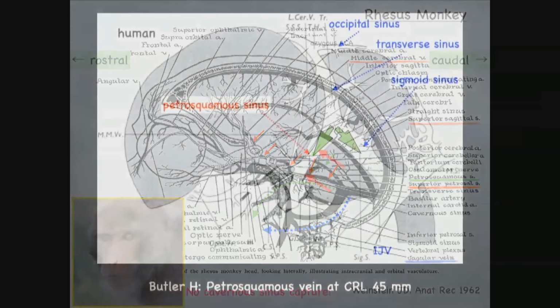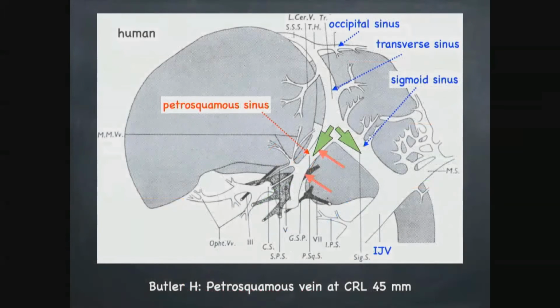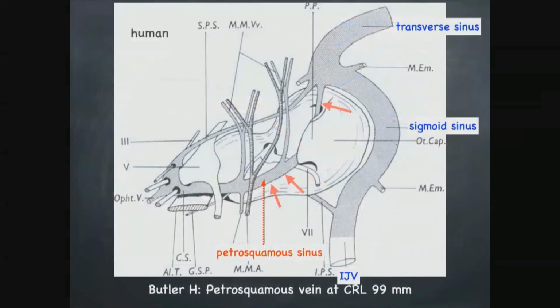In the early embryonic stage of humans, the transverse sinus has two possible directions: the sigmoid sinus or the petrosquamous sinus. But humans selected the sigmoid sinus, and then the petrosquamous sinus regresses spontaneously.